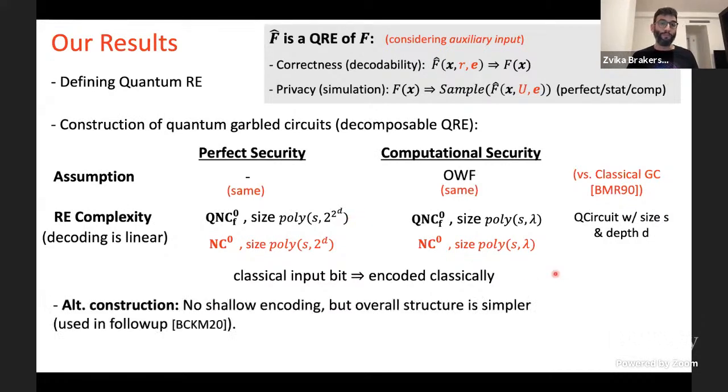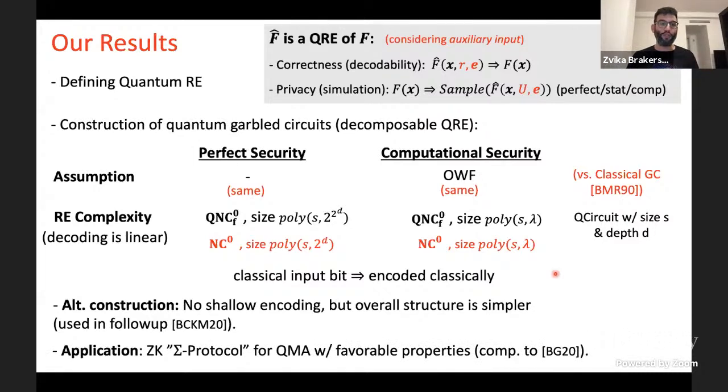We also have another construction in the paper, which is worse in the sense that it doesn't have this shallow encoding. The trade-off between complexity is not the same as in the construction that I showed, but the overall structure is simpler, and you do get some beneficial properties from this construction, as was shown in the follow-up work that used this in the context of secure multi-party computation in the quantum setting. So this is another thing that we show in the paper.